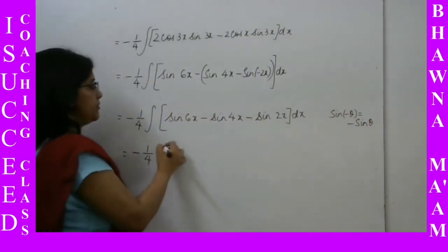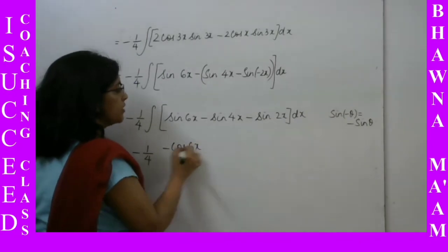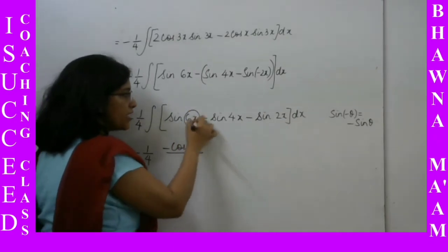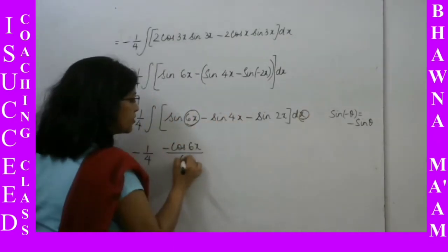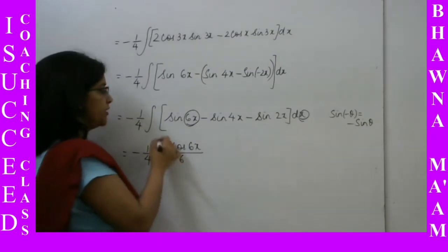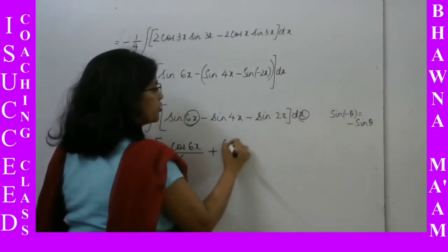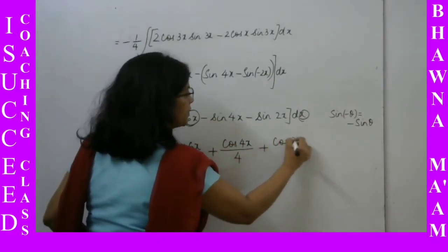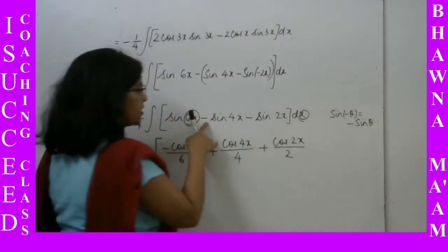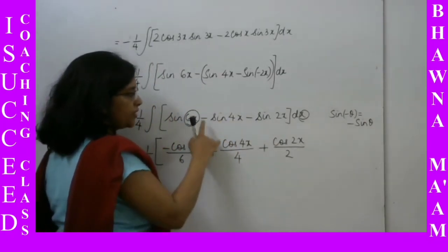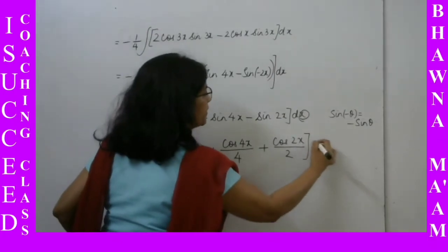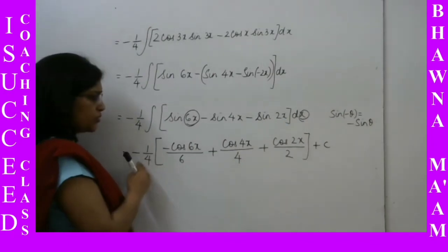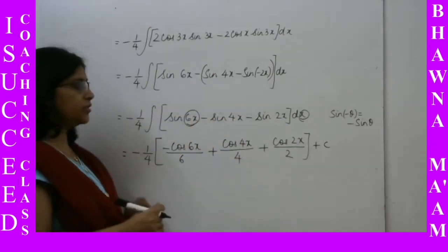Now integrate. Integration of sine 6x is minus cos 6x, and we divide by the derivative of 6x in the denominator. Same for the others. And because the integration of sine function is negative, it's going to become plus over here. Plus over here also. And the arbitrary constant. Okay, so this is what you get. You can multiply this minus 1 by 4 with all the terms.